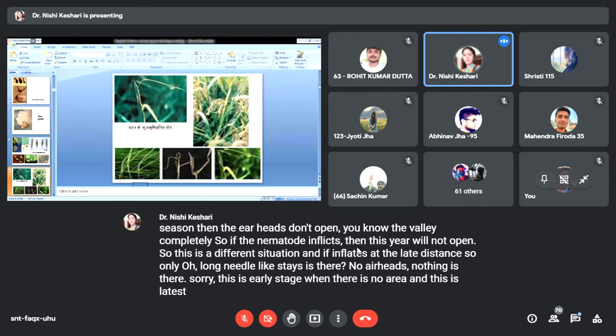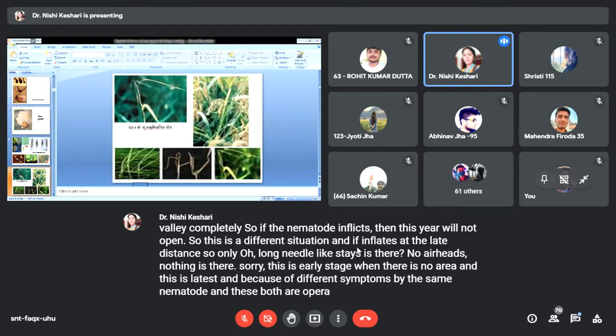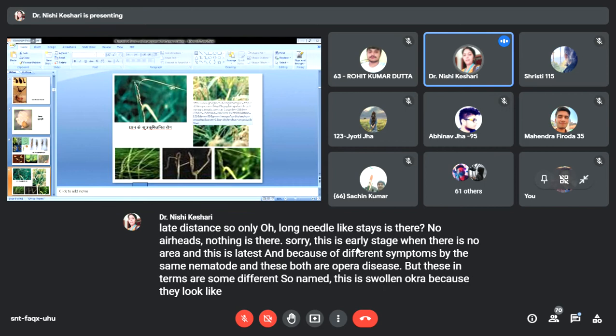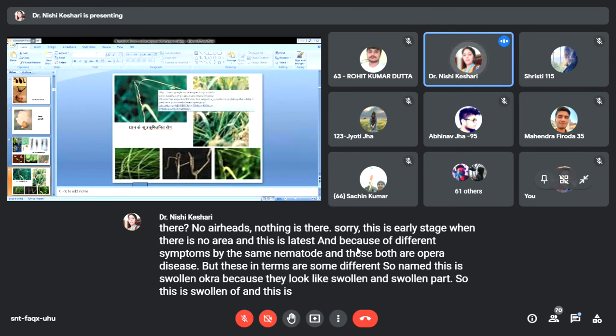Because of different symptoms by the same nematode, these both are Ufra disease, but these symptoms are somewhat different. So named, this is Solan Ufra because they look like Solan part. So this is Solan Ufra, and this is Ripe Ufra. RIP, ripe. Okay.